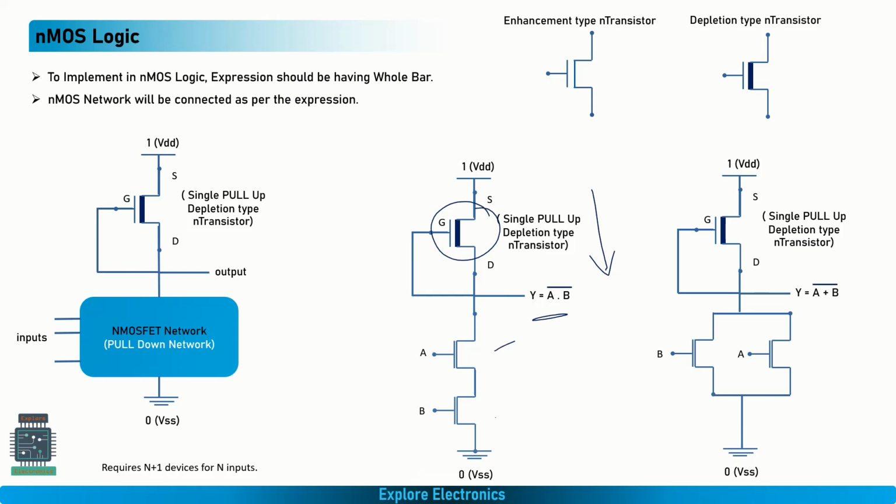And whenever these two transistors are 1, these transistors are also connected, this also connected, this also connected, and a direct connection is established from VDD to ground. We call it a line to line short. There is a huge current flow from VDD to ground when all the transistors of the pull down network are on. That is the disadvantage, right?